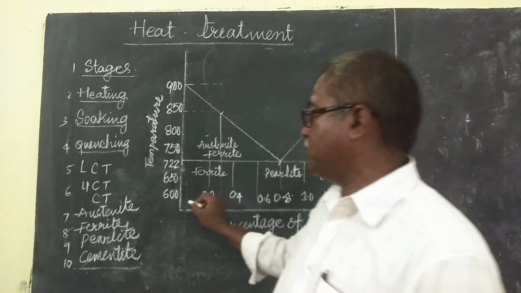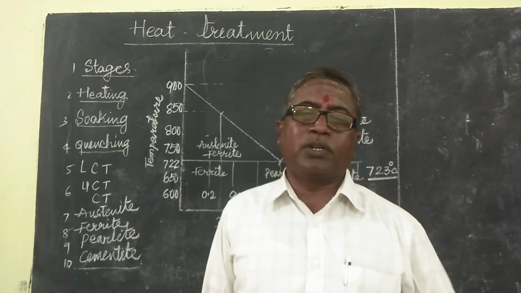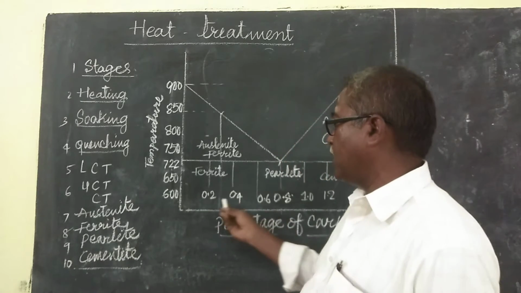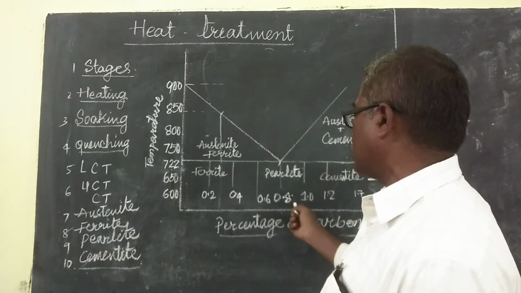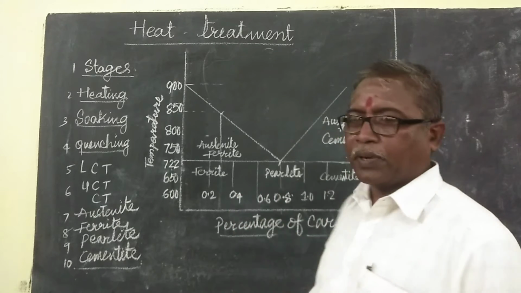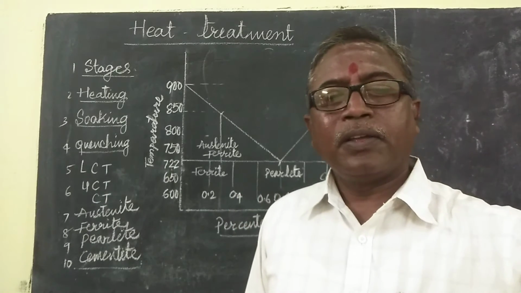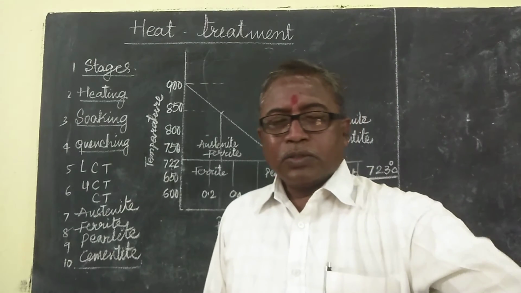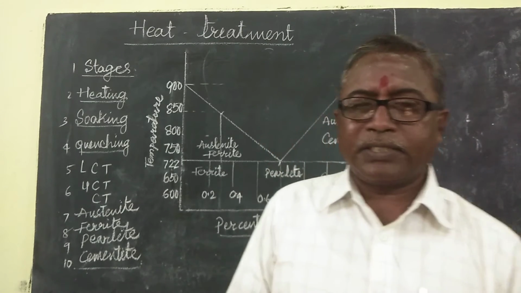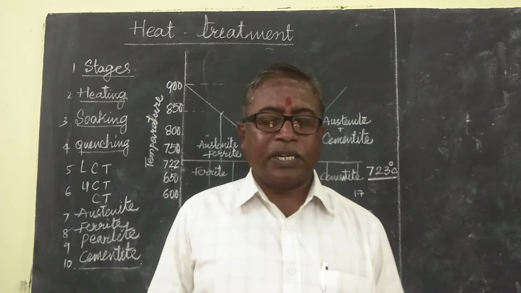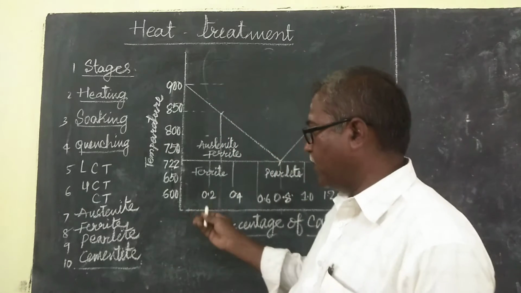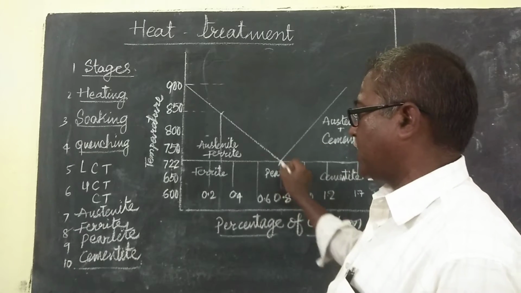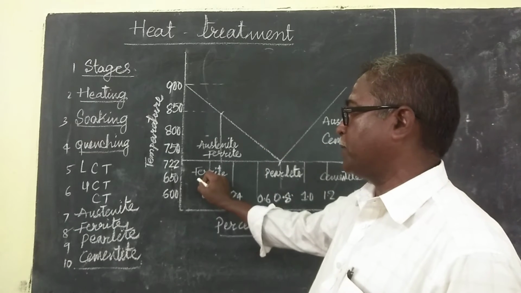Then 0.00% is also not suitable for hardening. Only from 0.4 to 0.84, up to 1.2% carbon, we can use for hardening. So what is this in the stages of heat treatment? What are the stages? You remember that here is cementite, here is pearlite, here is ferrite.